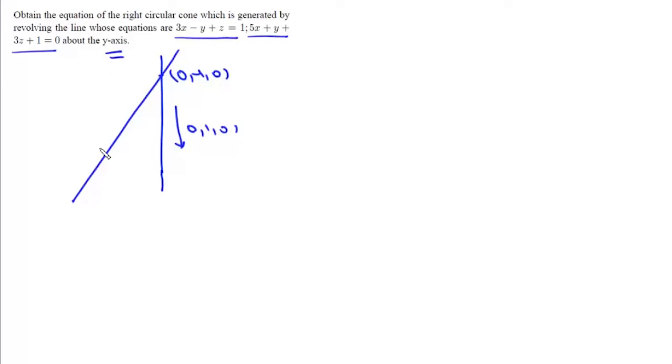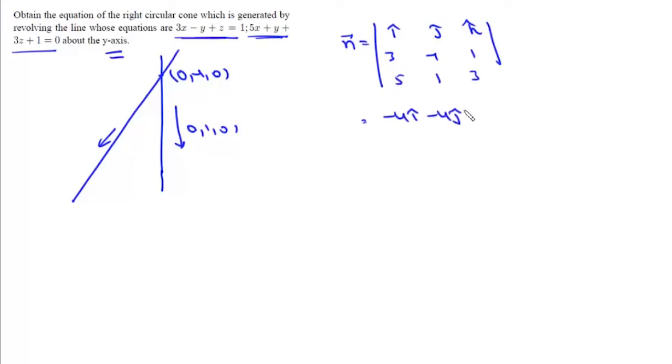Now we need to find the direction ratios of this generator. And since this line is the line of intersection of two planes, we can find its direction ratios using the cross product. So this is i, j and k. Now here it is 3, minus 1, 1, and this is 5, 1 and 3. Now this is minus 3, minus 1, so there will be minus 4i. Now this is 9 minus 5, minus 4j, and here will be 3 plus 5, 8, plus 8k. So the direction ratios of this line are 1, 1 and minus 2.